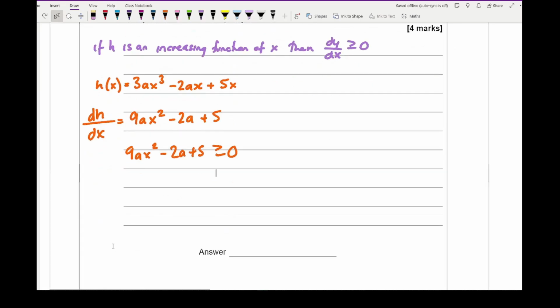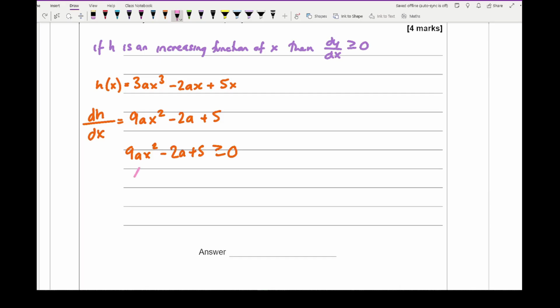Now, looking at this expression, you might be thinking to yourself, well, how am I supposed to solve this when I've got a 9a and x? I've got two letters. Well, how we solve it is actually looking at it in this form. Now, what we're wanting is for this to be greater or equal to 0.